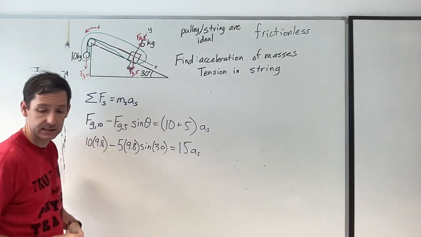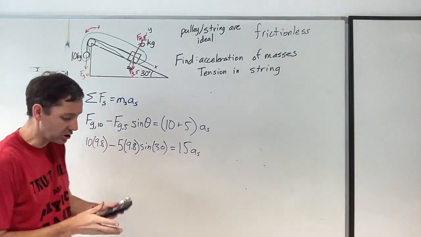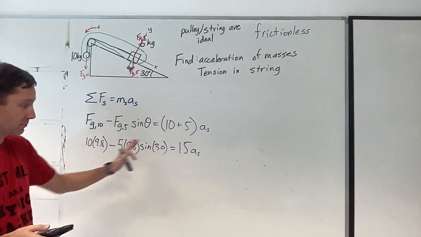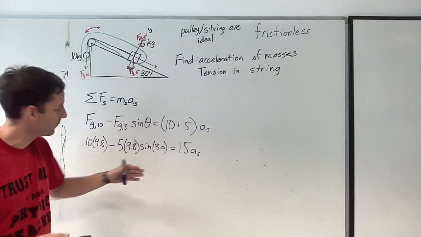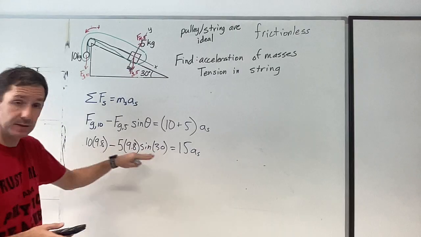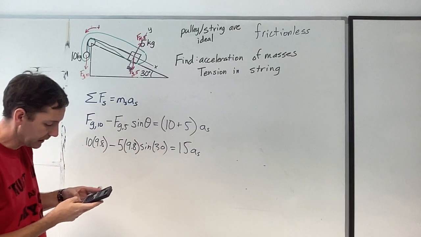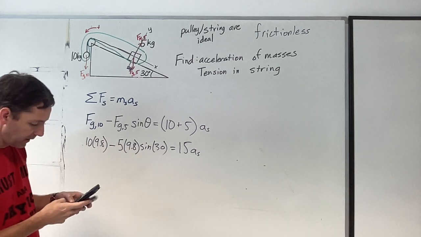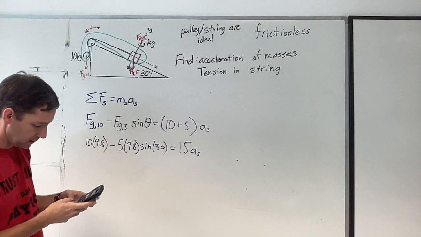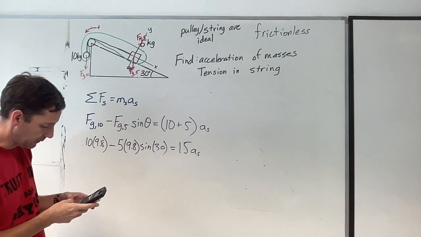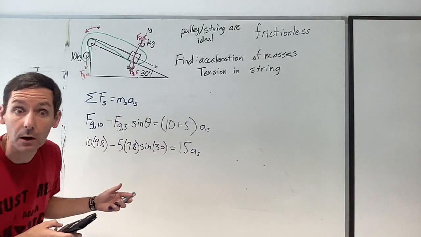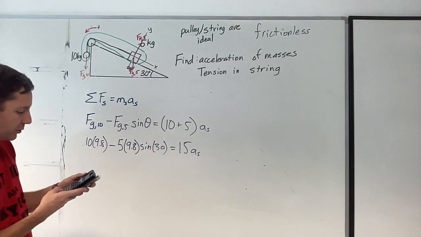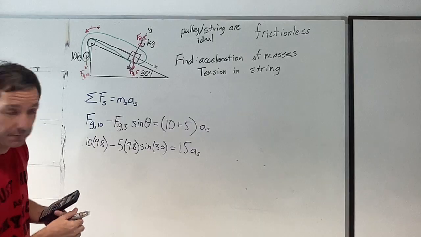times the acceleration of the system. So from here, you should just be able to calculate it, right? There's only one variable. This is fairly straightforward. You should just be able to type this into your calculator. So I'm going to go 10 times 9.8 minus 5 times 9.8 times sine of 30. Make sure I'm in degrees, not radians. And I push enter, and I get 73.5.